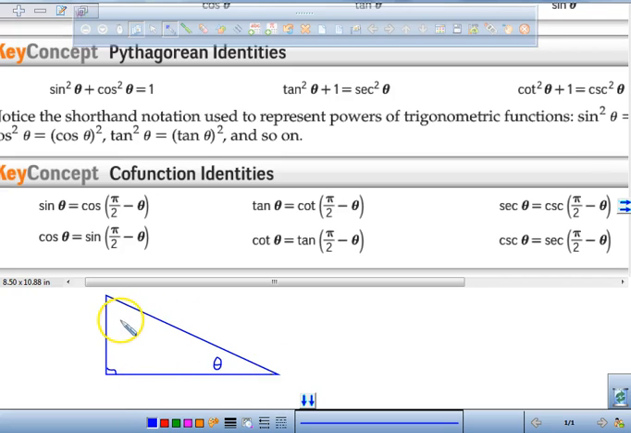And I want you to understand, whatever this angle is right here, it's going to be 90 degrees minus whatever theta is. So in a right triangle, if we go from this perspective called theta, then this angle is going to be 90 degrees minus theta. So for example, let's just pretend we know what theta is.